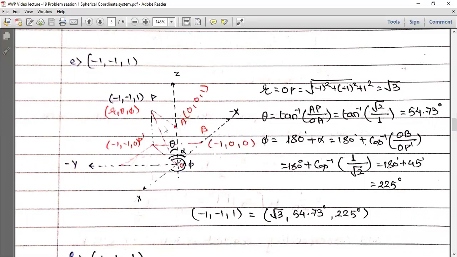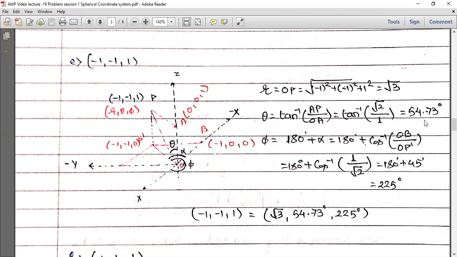So with respect to angle theta, triangle OAP is a right angle triangle where the right angle is at point A. AP is the perpendicular, OA is the base, and OP is the hypotenuse. Correspondingly, theta can be written as tan inverse of AP upon OA, that is perpendicular upon base. The base has length 1 and AP, the perpendicular, has length square root of 2, so tan inverse square root of 2 upon 1 is 54.73 degree for theta. Okay. The third coordinate, phi, is very important in this particular case.